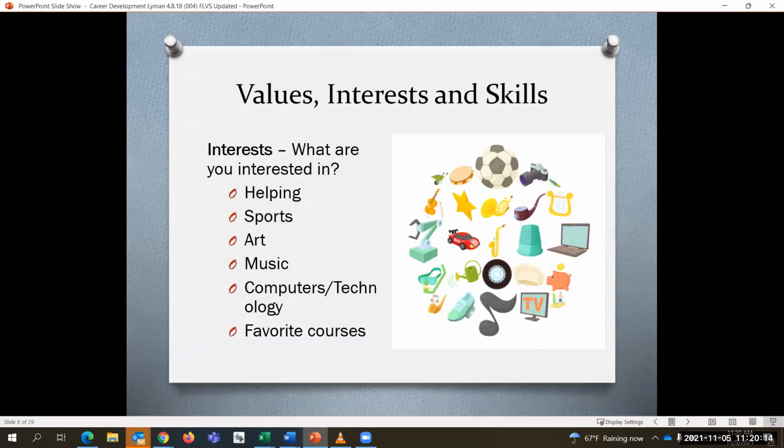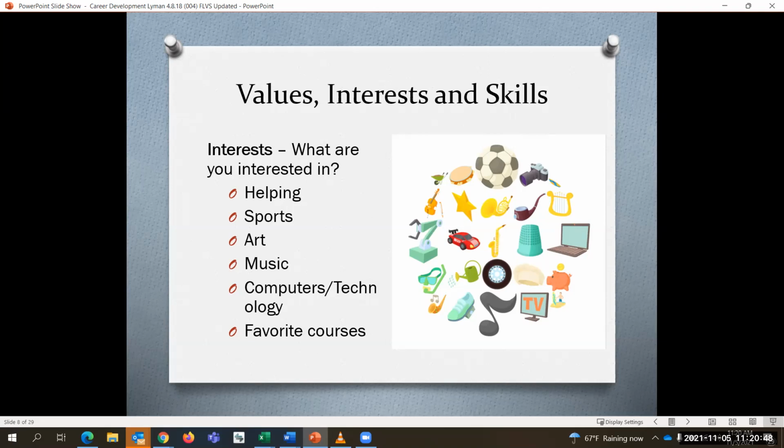What are you interested in? Is helping people the most important thing to you? Does that bring you satisfaction? Does that make you happy? Playing sports, whether you're artistic, whether you love technology and computers, thinking about your favorite courses. What are the classes that you've taken? Maybe give some thought to this. I don't know that, at your age, I had ever actually sat down and thought, what are the classes I've taken that have been the most exciting to me, that I really loved?